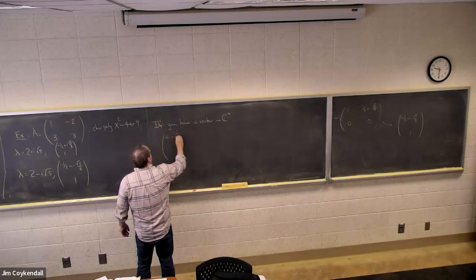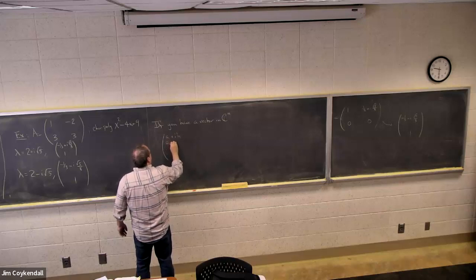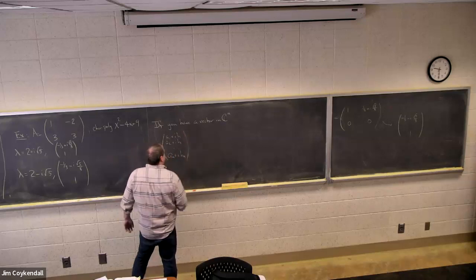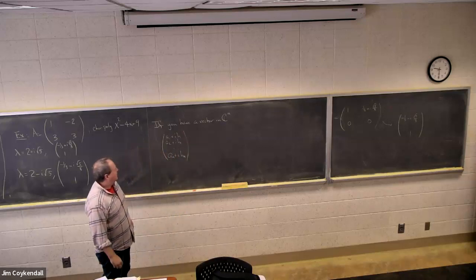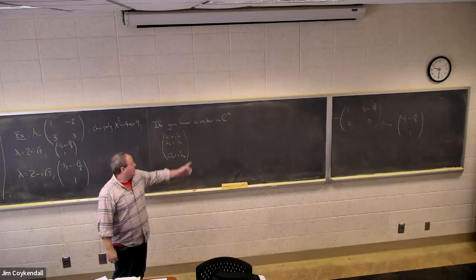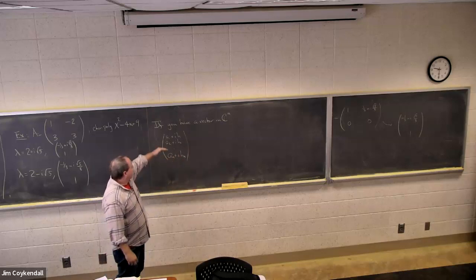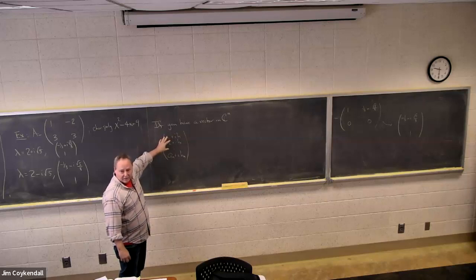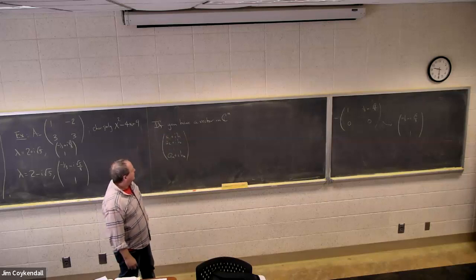A1 plus i B1, A2 plus i B2, AN plus i BN. Question: is that a special C notation? Yeah, these are complex numbers, and this is a vector that has complex numbers. It's a C with a line in the middle like that? Yeah.